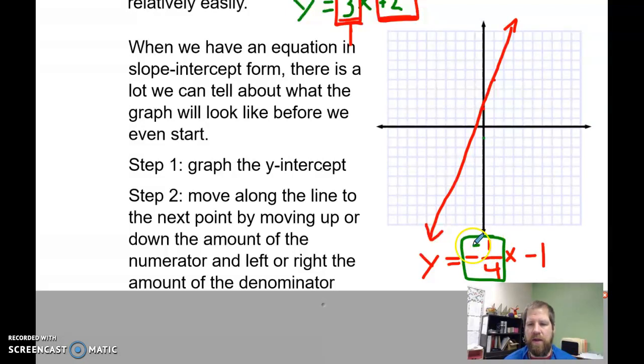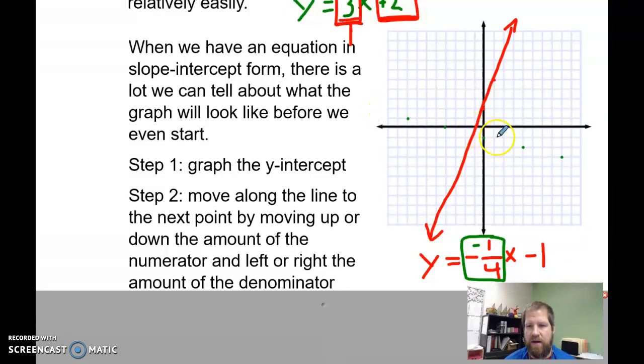All right. And really what that does is that tells me, because I'm always going to count to the right, I'm always going to count a positive run or a positive x value. So this tells me I'm going down 1 and then over 1, 2, 3, 4. Okay. Down 1 over 1, 2, 3, 4. All right, and I could keep counting these. I could go backwards. I could go up 1 over 1, 2, 3, 4.